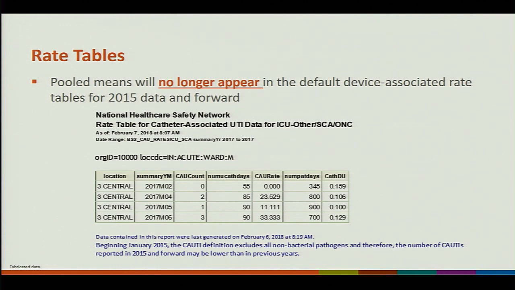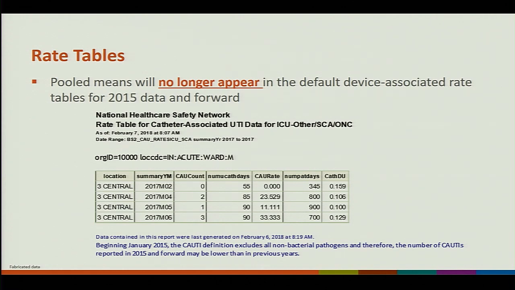Now, let's move on to rate tables. The rate tables provide, for this specific example, the county count for a location, the number of catheter days, the rate, the number of patient days, and device utilization. This report is a great resource for any routine data quality checks that you may be performing. It provides a quick overview of your data at a unit level. I know earlier on there was a question about if you wanted to verify your device days. Well, a rate table would be a good option to check that.